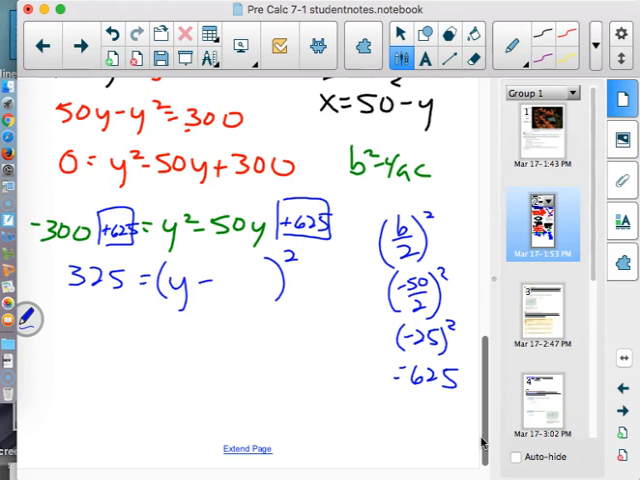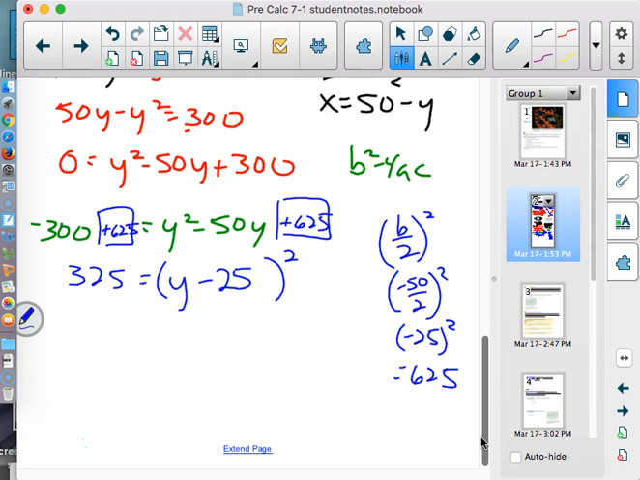What goes in this spot? 25, exactly. That's what we had to square things for. We're getting there. Got to keep solving though. What's next?